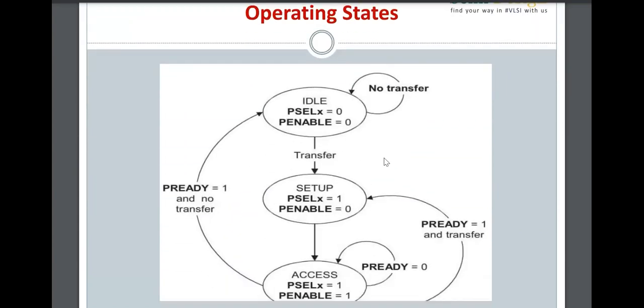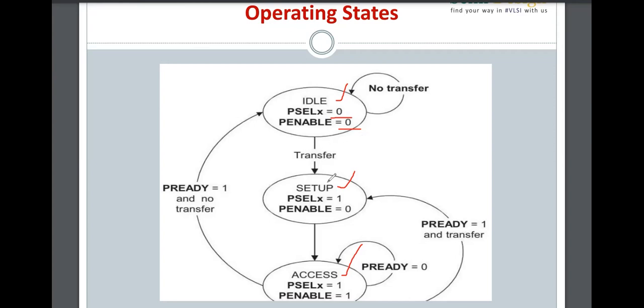Okay. And operating states, what are the operating states? This is the main finite state machine we need to know in the APB. If you see in the finite state machine, we mainly have only three states: idle state, setup state, access state. You have seen before, right? To get any one data, it will take two states. So in the idle state, P select signal is zero and enable signal is zero. In idle state, there will be no transfers.